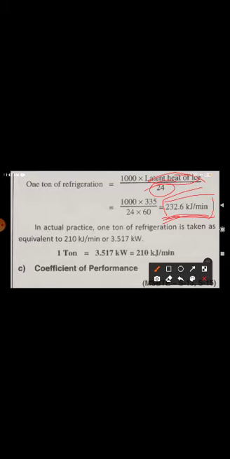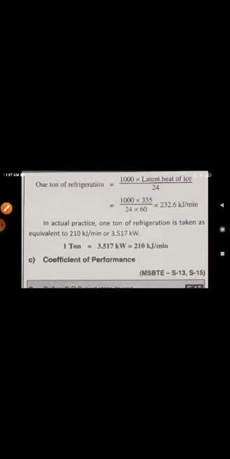Okay, so 1 ton of refrigeration in terms of kilojoule per minute is equal to 232.6 kilojoule per minute. In actual practice, 1 ton of refrigeration is taken as equivalent to 210 kilojoule per minute or 3.517 kilowatt of energy. Or you can say 1 ton of refrigeration equals 3.517 kilowatt or 210 kilojoule per minute.